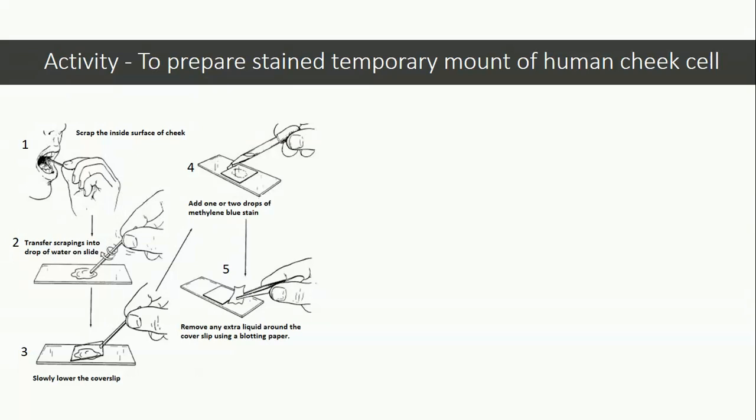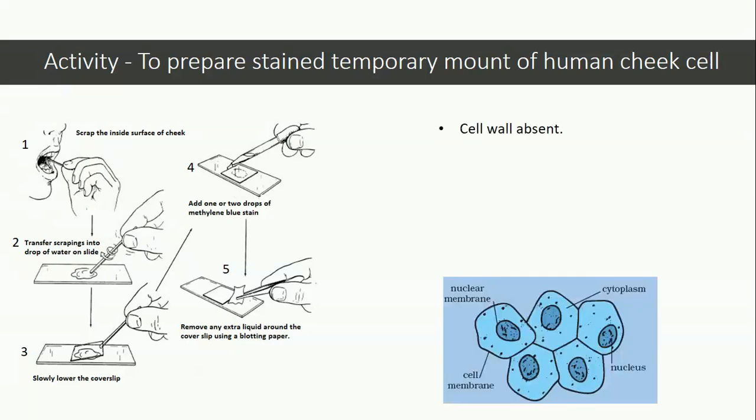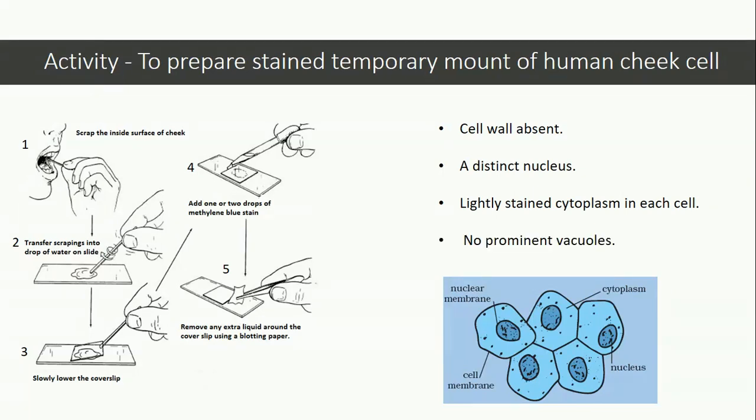We will observe a darkly colored spherical or oval, dot-like structure near the center of each cell. Cell wall absent, a distinct nucleus, lightly stained cytoplasm in each cell. No prominent vacuoles. This structure is called the nucleus. We saw similar structures in onion peel cells too.